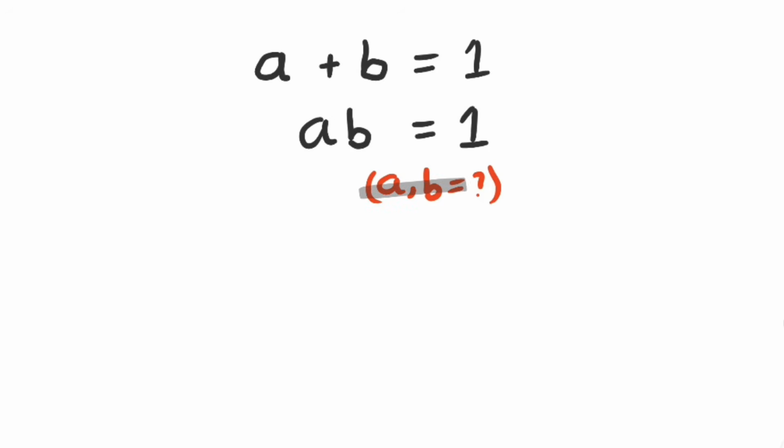How to solve for A and B in this equation. We have A plus B is equal to 1. Then AB is equal to 1.